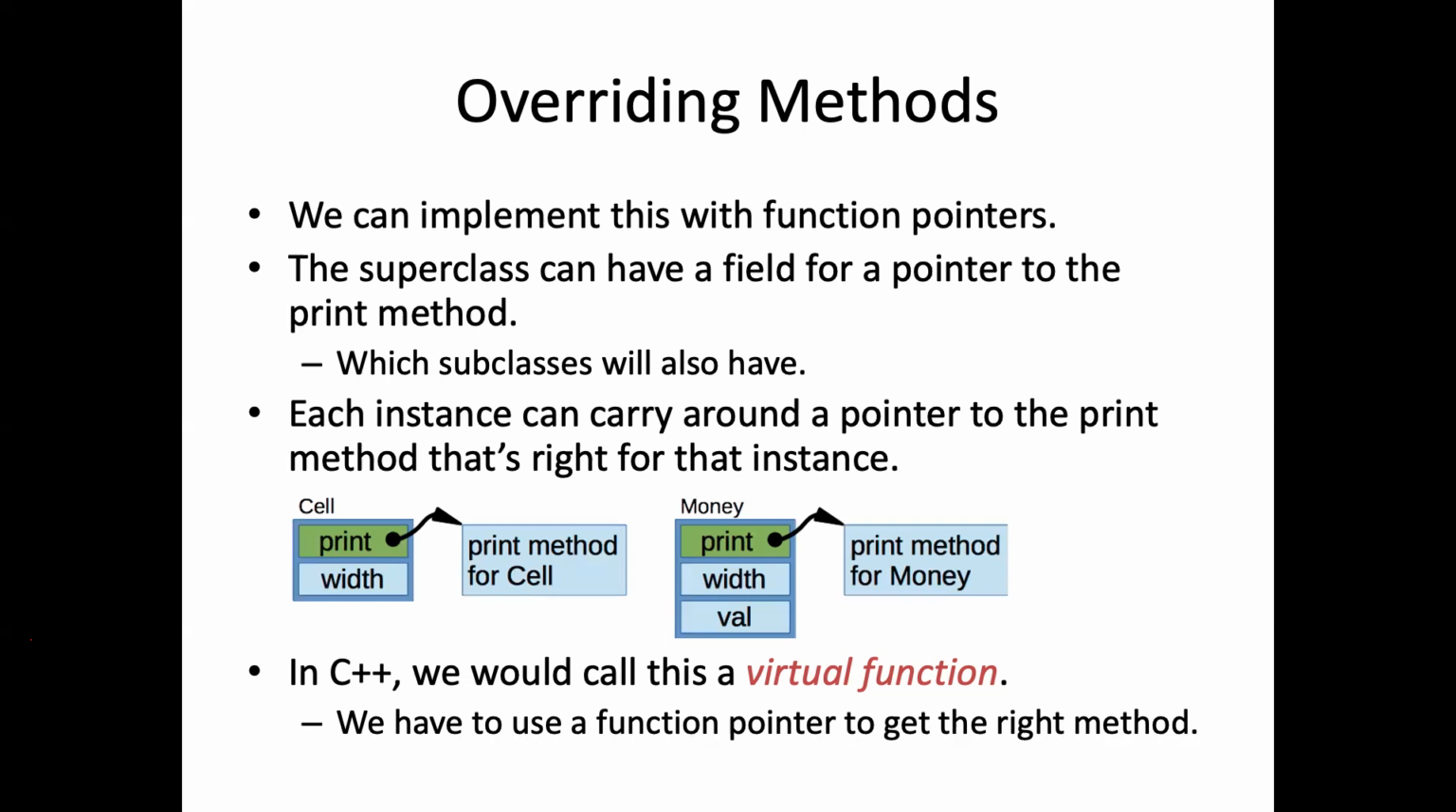Since every cell carries around a pointer to its own print function, as long as you call that function via this pointer, you'll get the right version of this function. In C++, this would be called a virtual function. In Java, you would just say you're overriding this function. But here you can see you have to plan for the ability to override a function. You have to have an object that's smart enough to know, if you need to print me, here's the function you call. And then some other object, if you need to print me, here's the function you call.